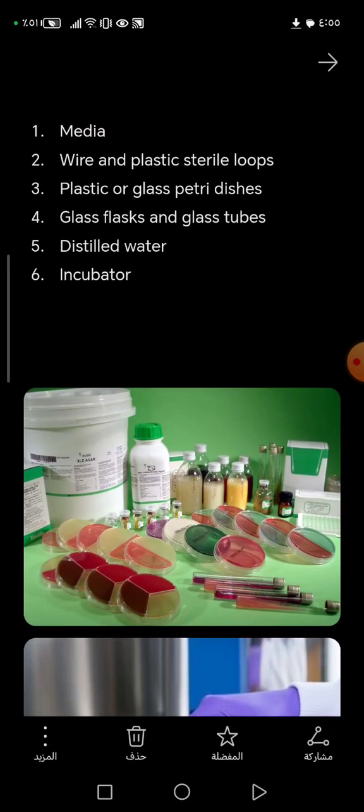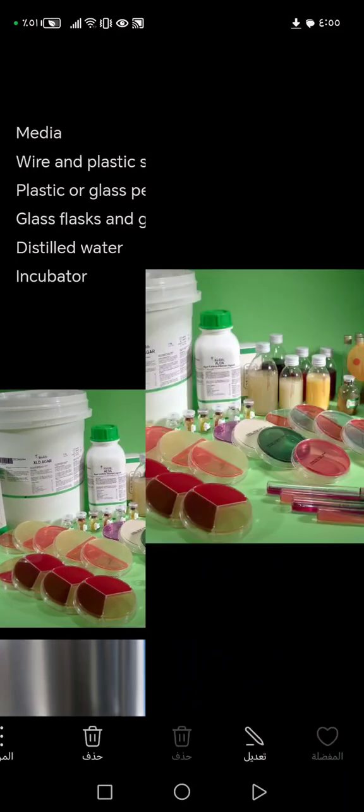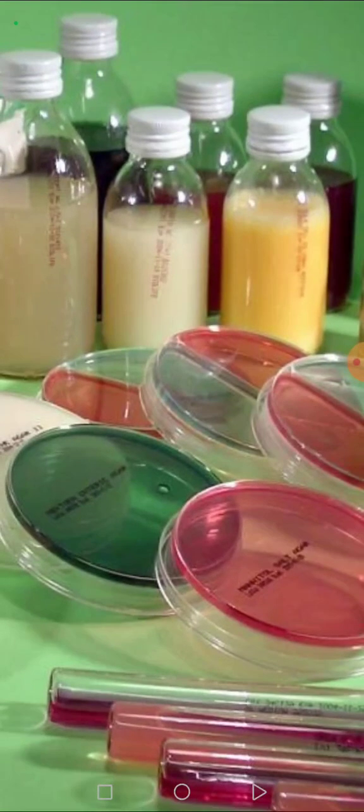Some media don't need autoclaving; it's written on it, depending on the type of the media. You autoclave it, let it cool to 50 degrees Celsius, and pour it in things called petri dishes. It's just like preparing a gelatin, but you need a balance to prepare it. You need to weigh it by grams.